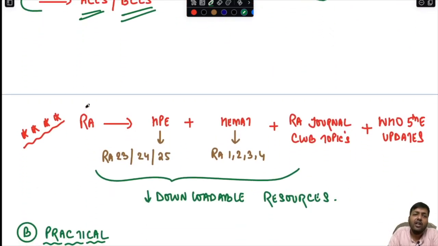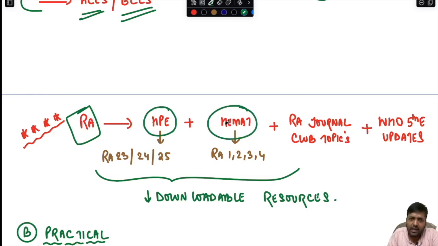And lastly, you have the recent advances. There is a recent advance for histopathology and for hematology. For histopathology, please read recent advances 23, 24, 25, and very sorry, I forgot to include recent advances 26. For hematology, read recent advances 1, 2, 3, 4.